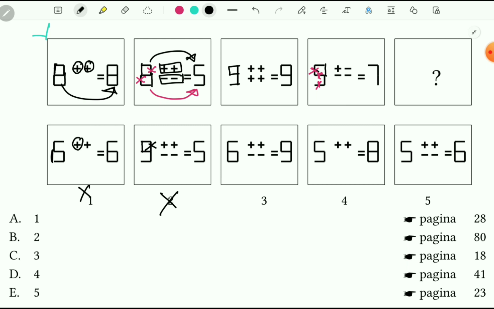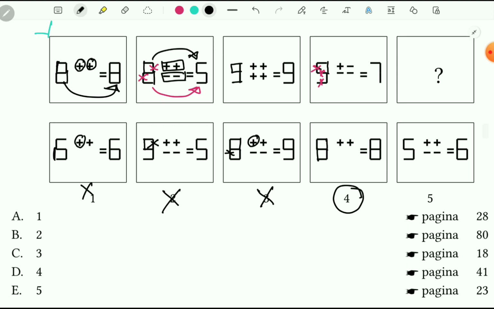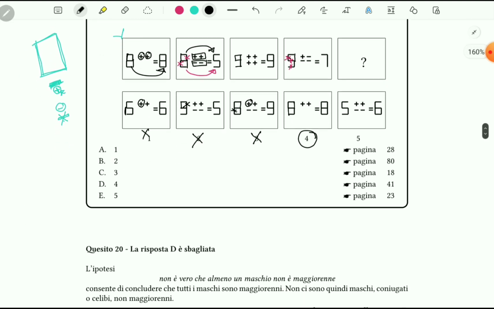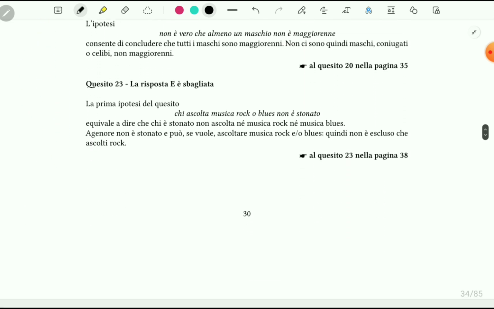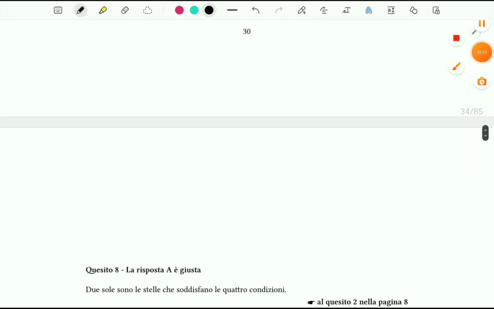How about number 3? We have to find 9. So to find out 9, we can use 1 plus bar here, and we have to remove this one. So this is not correct. 5 is correct. So our answer is 5. Okay guys, you understood, I hope. So let's move on to our next problem.